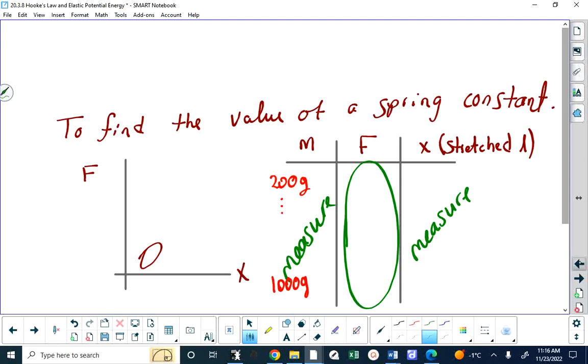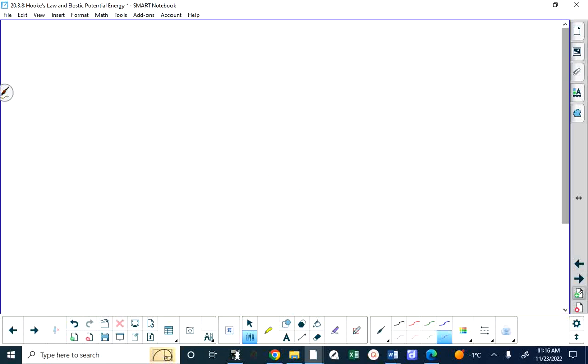What I want submitted... And again, I wanted at a physics 20 level.